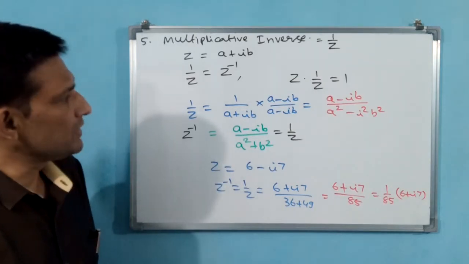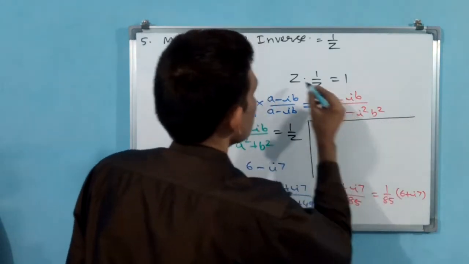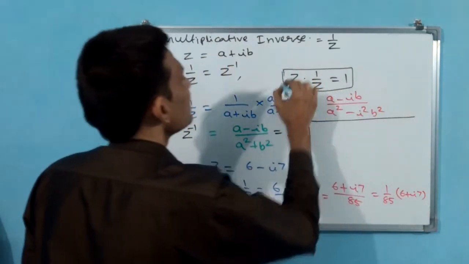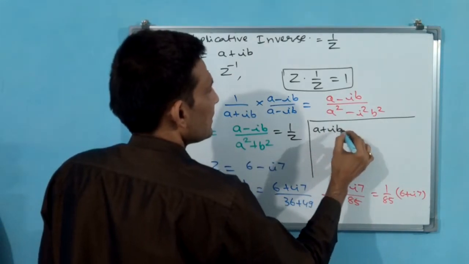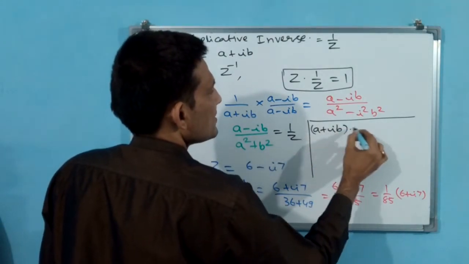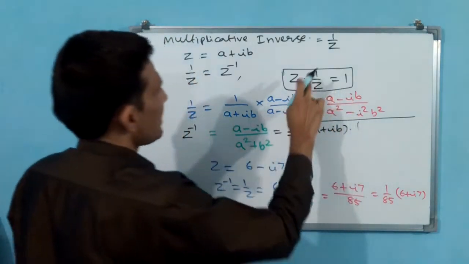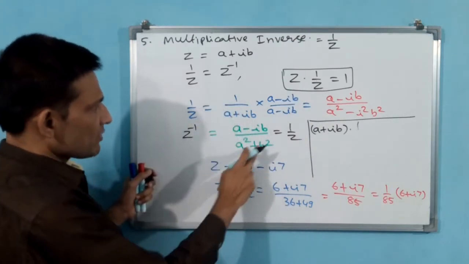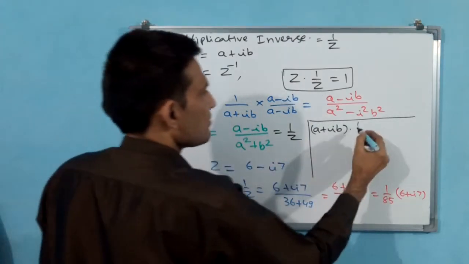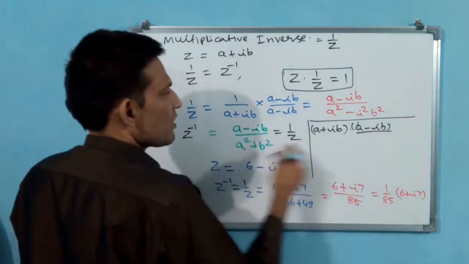We will see. Now you see, I am making calculation here. This one I want to prove. Z is what? A plus ib. Write down a plus ib into 1 by z. What is 1 by z? 1 by z means inverse, z inverse. 1 by z is z inverse. What have I received for z inverse? This I have received: a minus ib by a square plus b square.